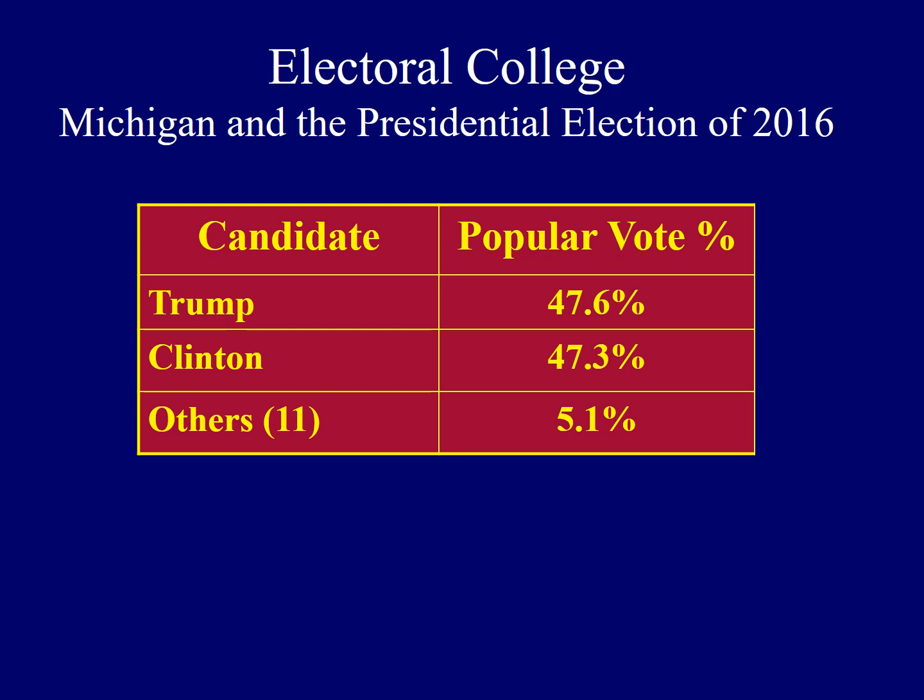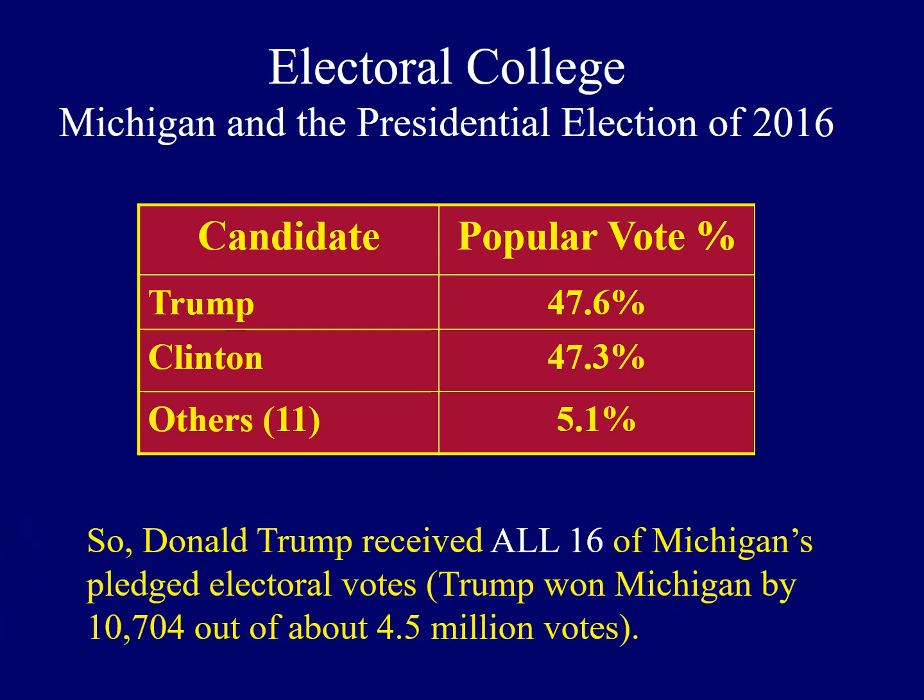Well, it was Donald Trump. Donald Trump won the state of Michigan by a very slim margin, I think the smallest of any margin in any state. But since he won the popular vote, he received all 16 of Michigan's pledged electoral votes. With the Electoral College, it's all or nothing.